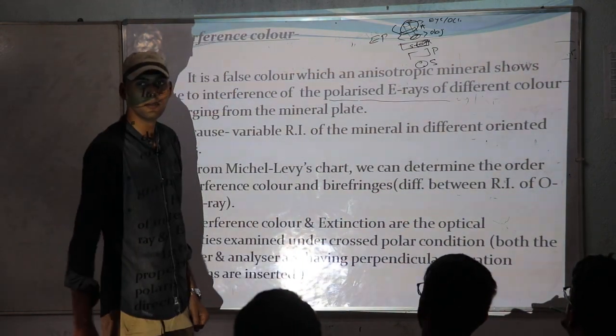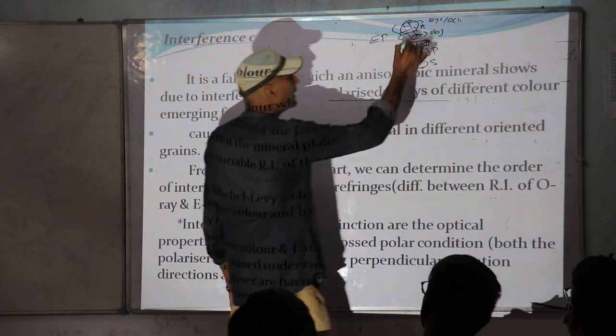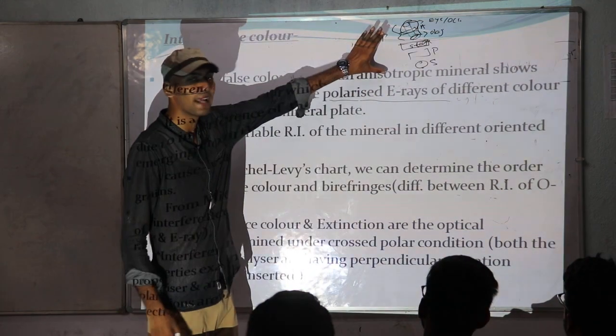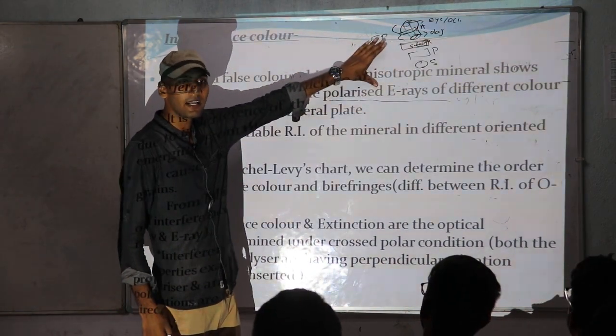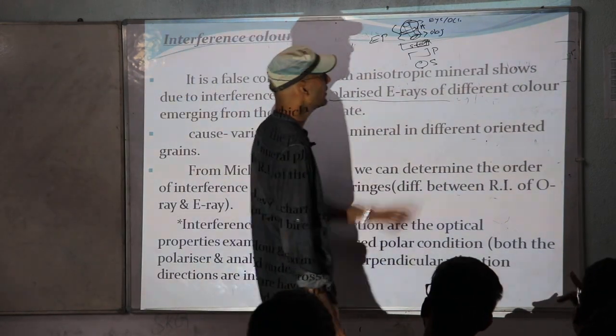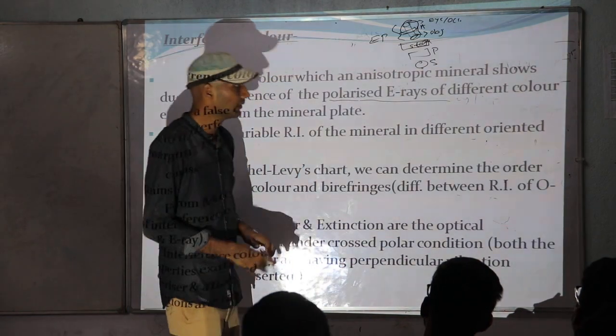Then where is extinction? Extinction is within the analyzer. That means from the objective to the analyzer, or you can say only the analyzer, because the light ray enters the analyzer but cannot come out of it. So that is the zone of extinction, but the zone of interference is between the analyzer and the eye lens.